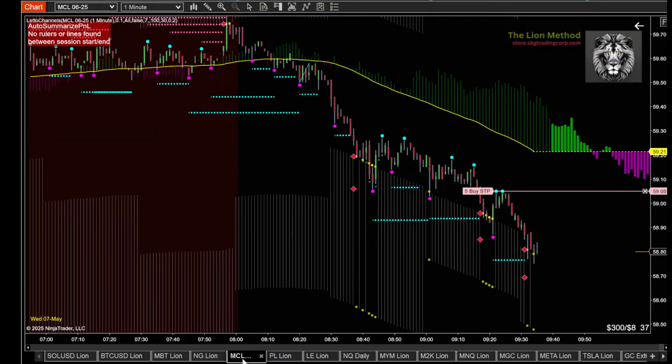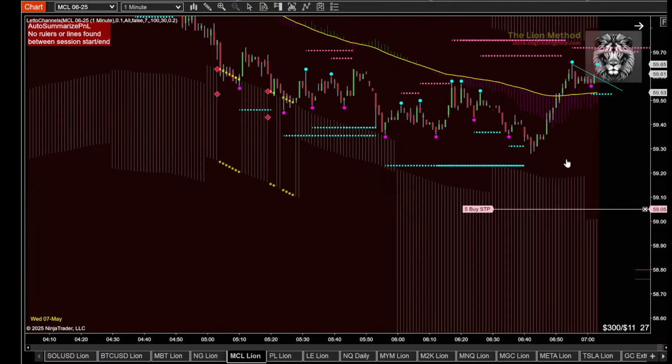All right, let's see what our crude is doing. All right, so crude is oversold again. All right. Other than that, we don't have too much going on here.